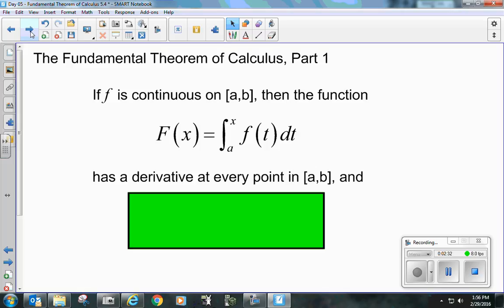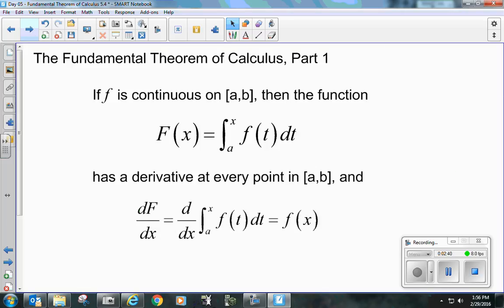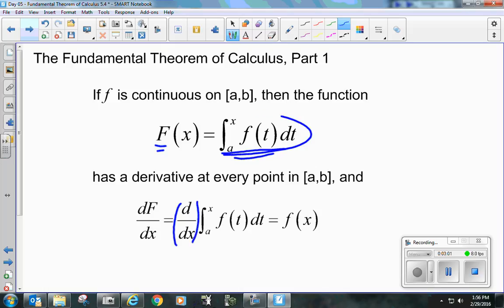If it's continuous, it also has a derivative at every point, right? If it's continuous, it has a derivative at every point. Which means, this is what I just showed you. Because, see, this is capital F. If I want to take the derivative of this, I have to take the derivative of this, don't I? So that's saying just take the derivative of what's up here, the integration. That's the same thing as taking the derivative of the capital F function.